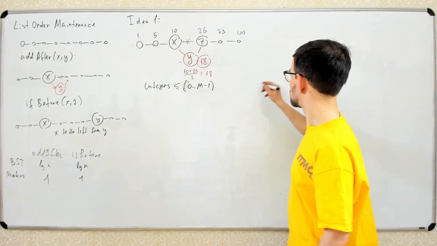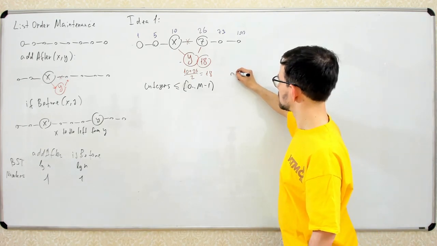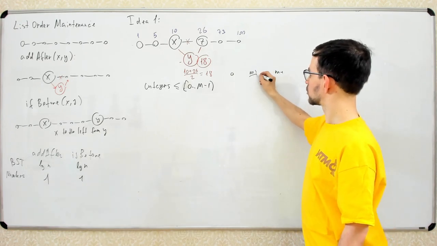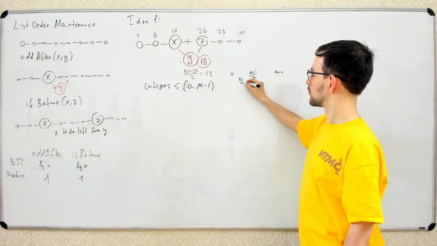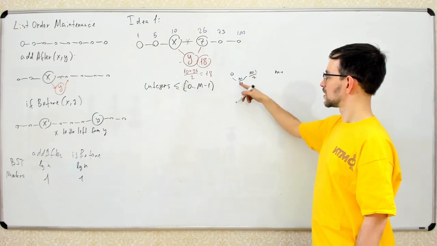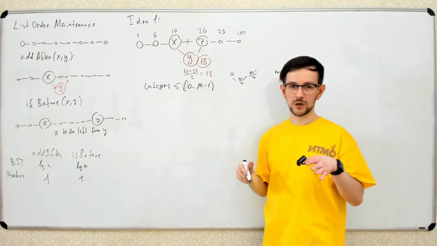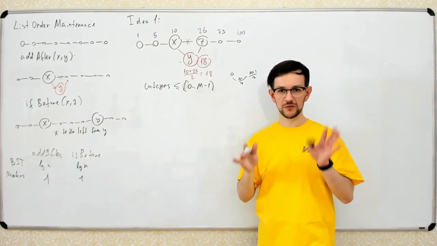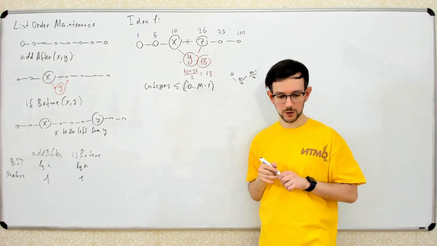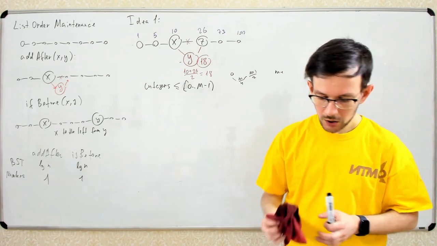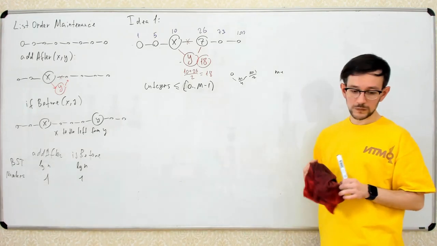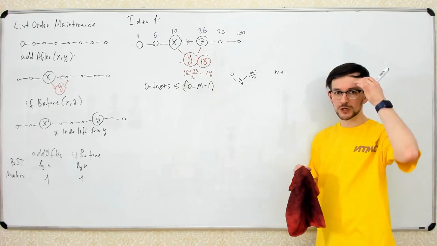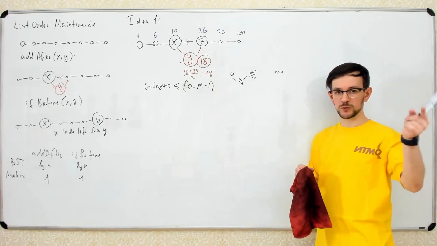If we start by putting 0 and m minus 1, then here we put m over 2, then here we put m over 4, and so on. How many elements can we add to guarantee that there will always be enough integers to put a new value? I want to guarantee that for any sequence of insertions, there will be a good integer between these two.